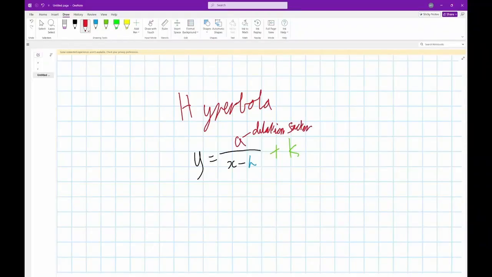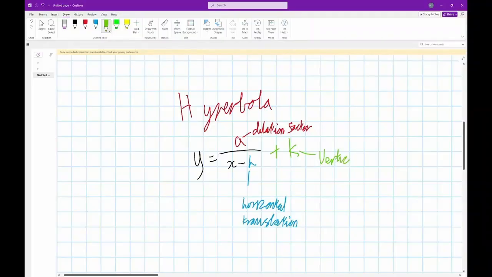And then we have h here, and that is going to be the horizontal translation factor. And then finally we have k, which is going to be our vertical translation. Okay? And so with that in mind, now let's go into Desmos and have a look at how this stuff goes.